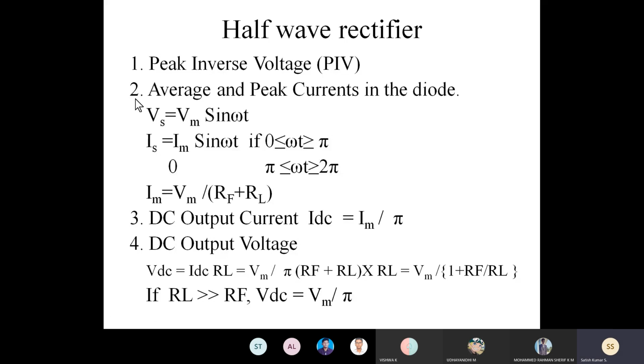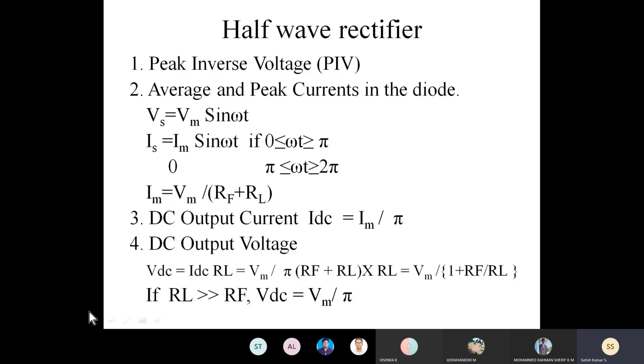The third factor is the output current. The output current is denoted by the symbol IDC. The output current will be calculated as IM divided by pi.